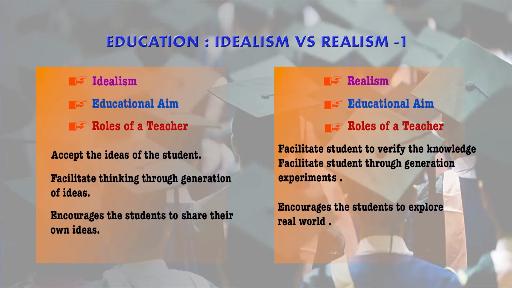Now second, what is the role of the teacher? In an idealist class, the role of the teacher is to facilitate students to think. They always respect the student's idea. The idealist philosopher thinks that it's not only my idea that is correct; a student can also be correct. A student can also come out with a very fantastic idea. So the teacher's role is to facilitate the student to come out with their own ideas.